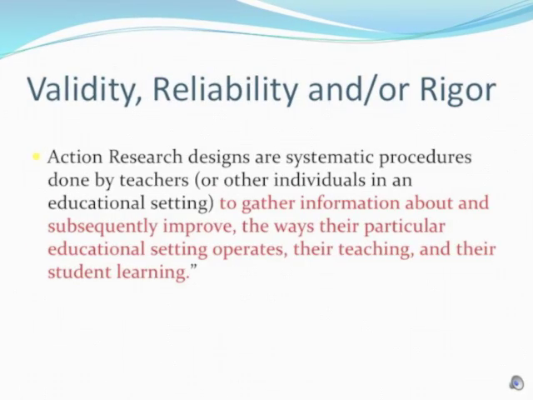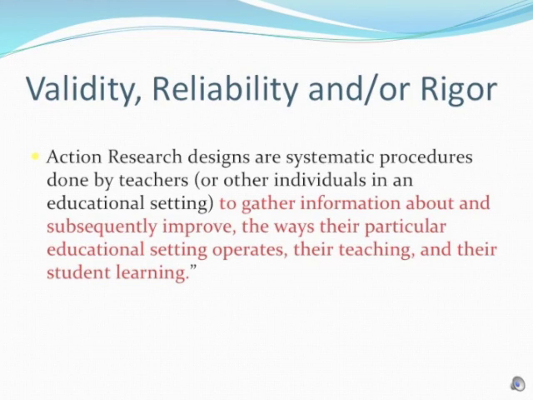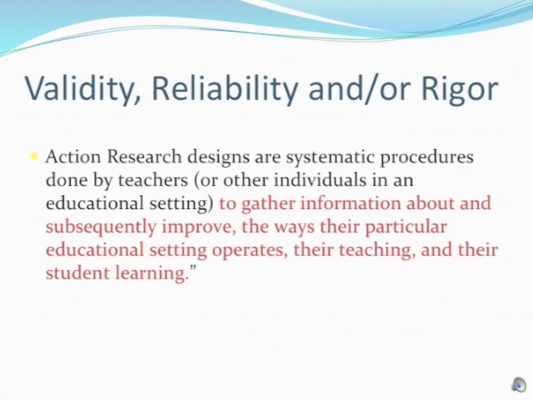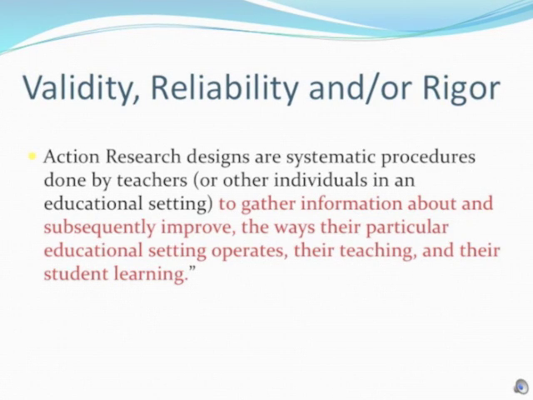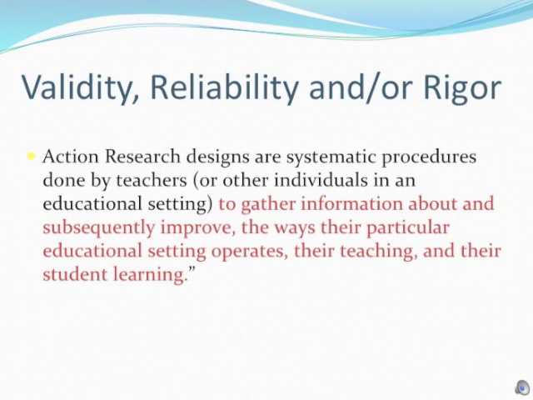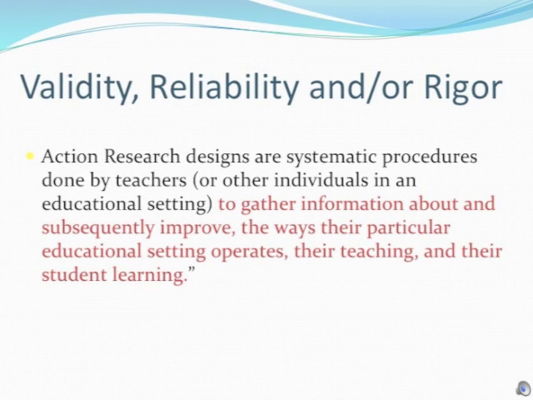When considering the validity, reliability, and rigor of action research, it is important for us to return to the purpose of the design, to gather information about and subsequently improve the ways their particular educational setting operates, their teaching, and their student learning. How important is validity, reliability, and rigor in an action research study if the researcher has managed to improve the educational setting, their teaching, or the student learning?